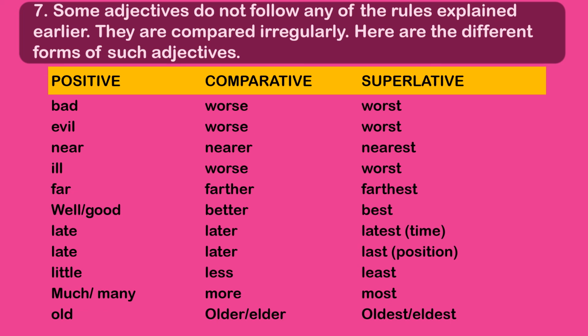For much and many, both more and most are used for comparative and superlative. For old, older and elder, both are used for comparative, and oldest and eldest, both are used for superlative. Older and oldest are used for things and animals. Elder and eldest are used for human beings. For example, we say, he is my elder brother. So elder and eldest for human beings, and older and oldest for animals and things.